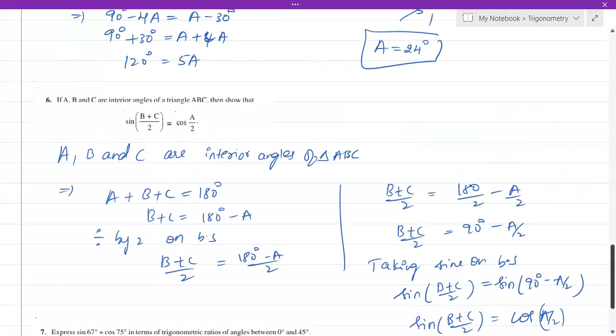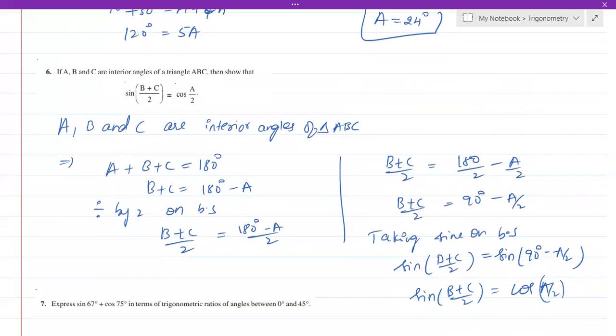Okay, so very simple. A, B, C are the interior angles, so if you add them, you get 180. Observe the question: in the LHS, you need B plus C. You don't need A, so send it to the other side. Again, it is B plus C by 2, so divide by 2, and you have to take sine on both sides. You will get the answer.